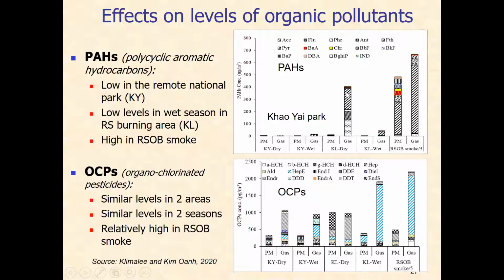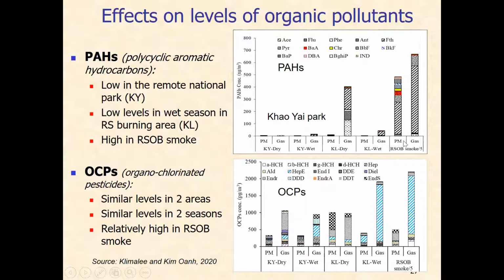And then in the Khlong Luang area near AIT, there's a lot of open burning. And this is PAHs, I mentioned it, polycyclic aromatic hydrocarbon, concentrated compounds. And these are different compounds. Okay? And you can see that at Khao Yai Park, where there is no open burning, during the same season, dry or wet, we have very low levels of PAHs, very low. Even in wet season, Khao Yai has a little bit higher PAHs than dry season. Okay. And the level in Khlong Luang is clearly very high during the dry season.